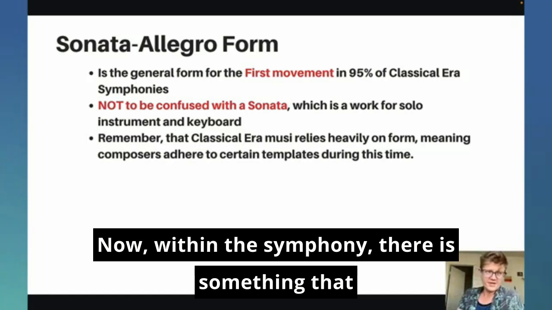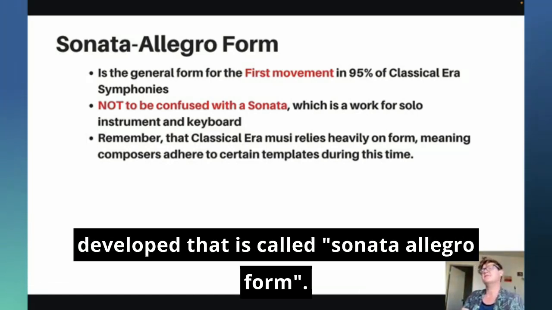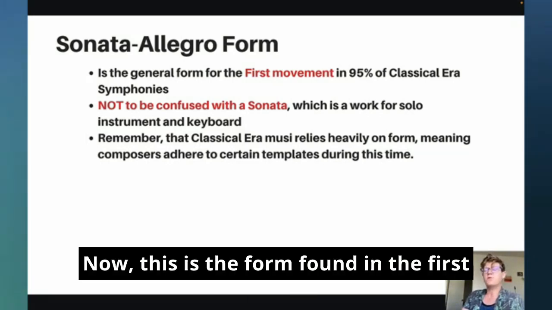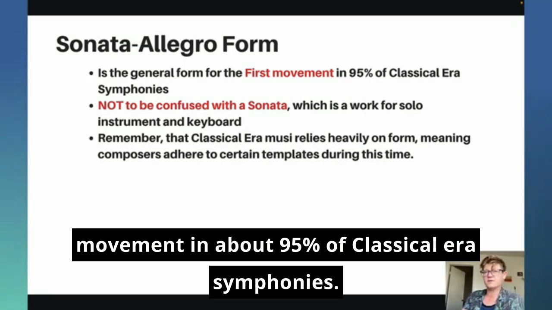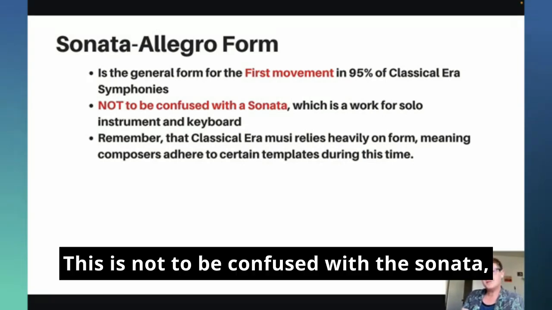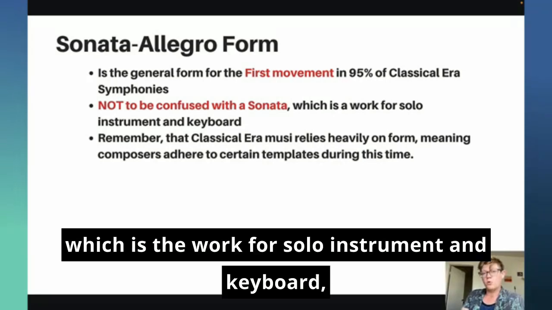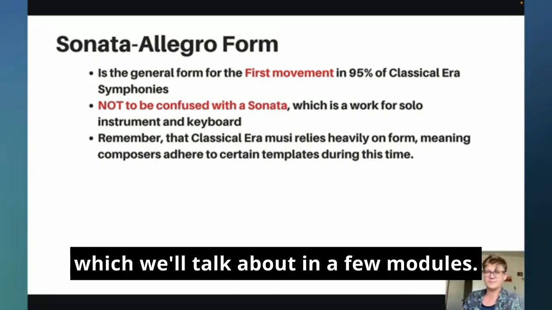Now, within the symphony, there is something that developed that is called Sonata Allegro form. Now, this is the form found in the first movement in about 95% of classical era symphonies. This is not to be confused with the sonata, which is a work for solo instrument and keyboard, which we'll talk about in a few modules.